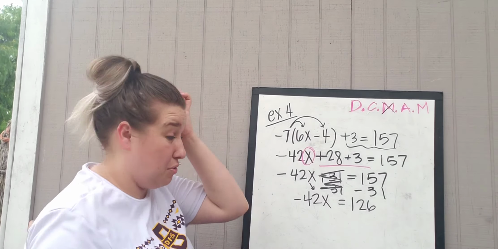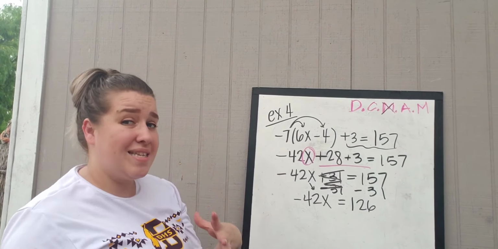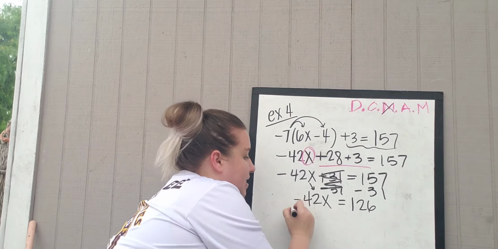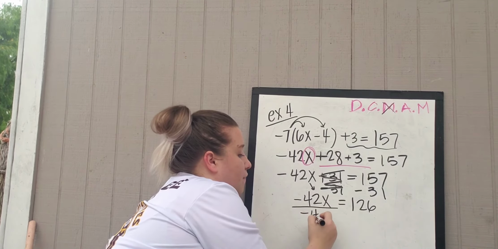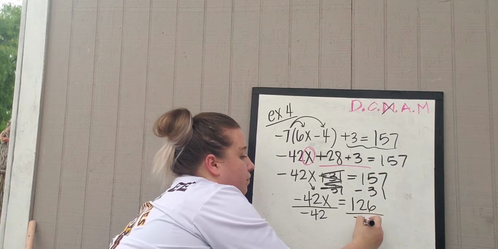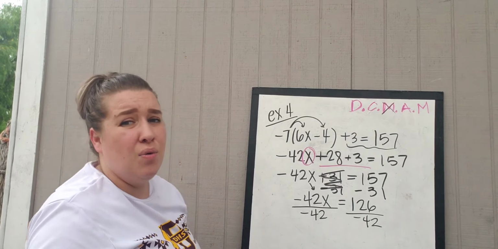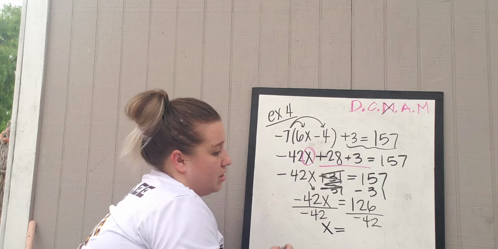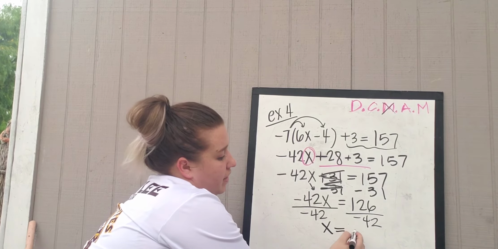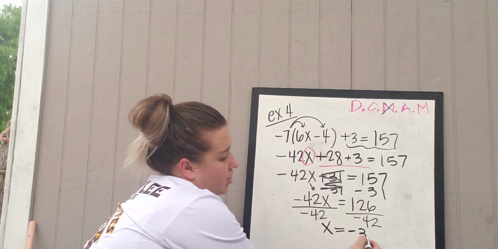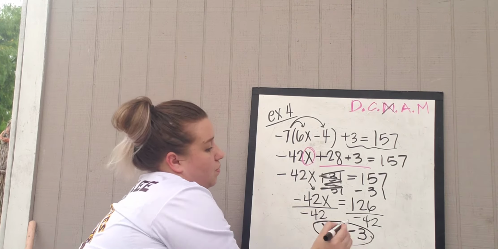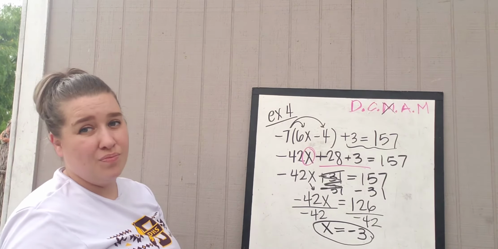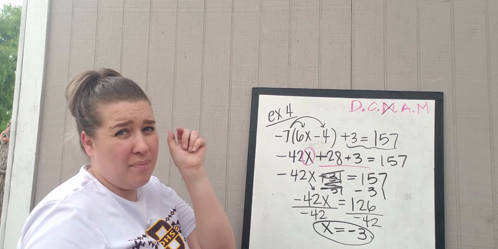126. That one was easy, real quick. Okay? Favorite step nobody forgets is divide by negative 42. Okay? Once you divide, you get x equals, positive and a negative gives us a negative, and it is 3. Negative 3 should be our answer. Okay? That's example 4. I'm going to give you 2 more.